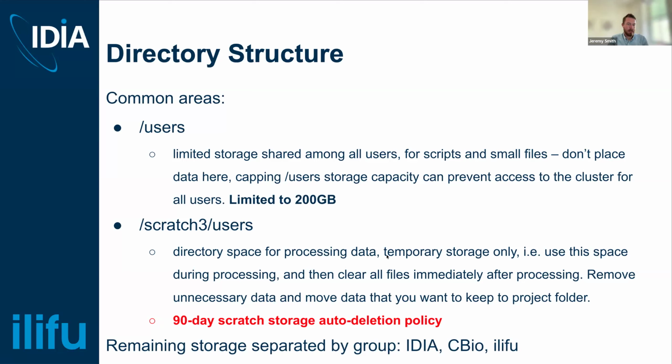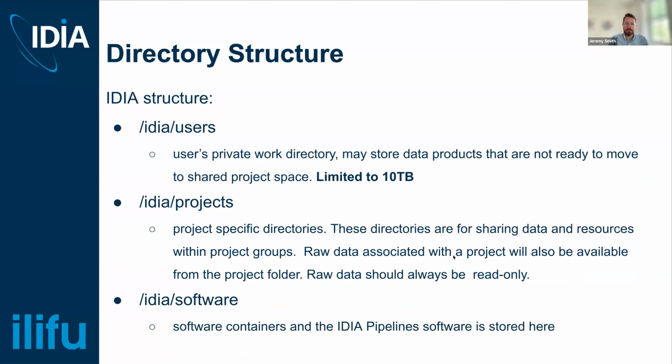And then the remaining storage is split up by the larger groups. So IDEA, CBio, ilifu. There's a few others too. I'm going to go through IDEA as an example, but really they all share very common structures. Looking at the IDEA directory structure as an example, a user in the IDEA group will have a folder at /idea/users. A user will also always belong to a project and have access to a project directory at /idea/projects. And then there may be other folders that contain data, raw data or software.